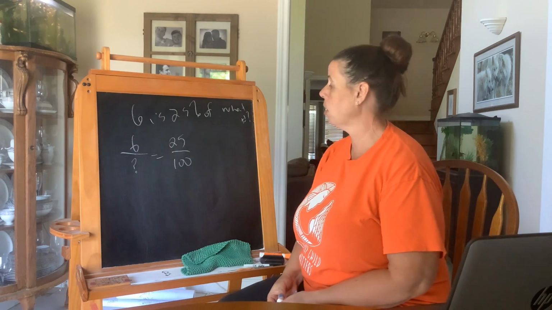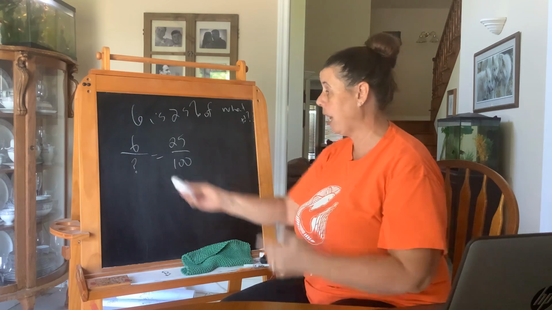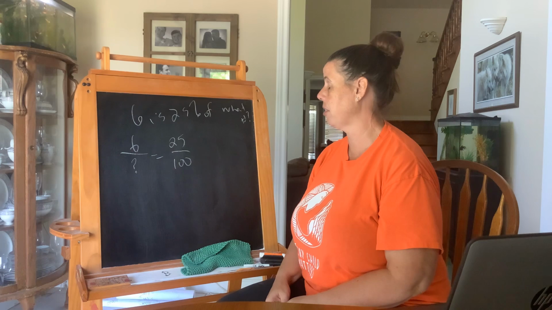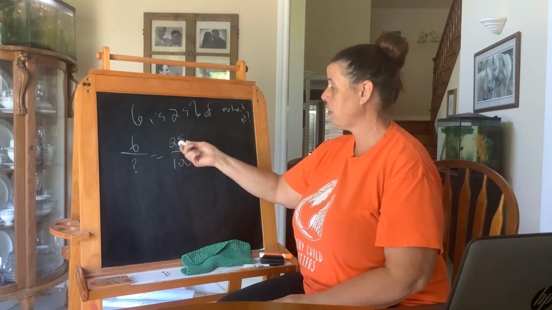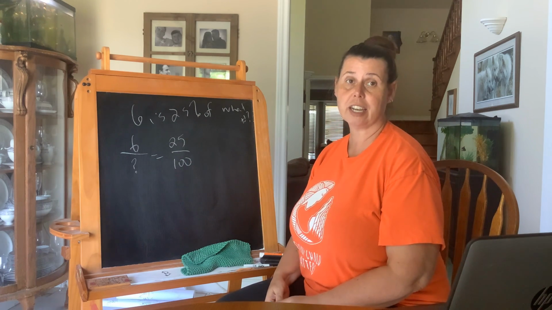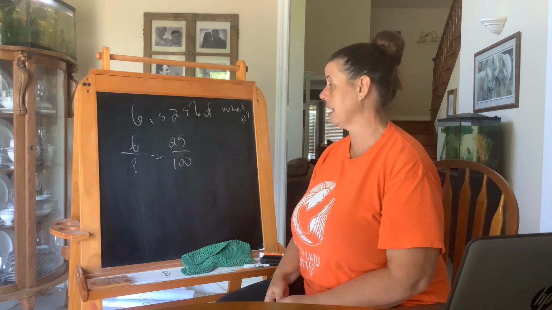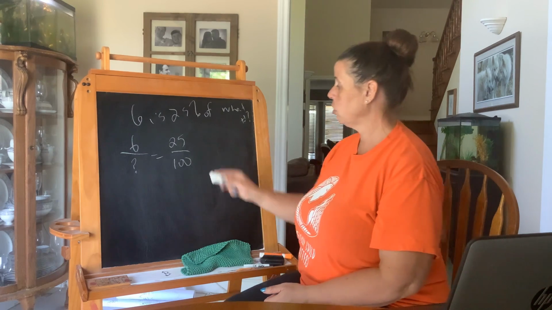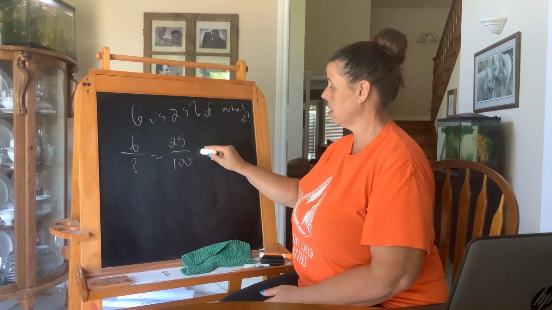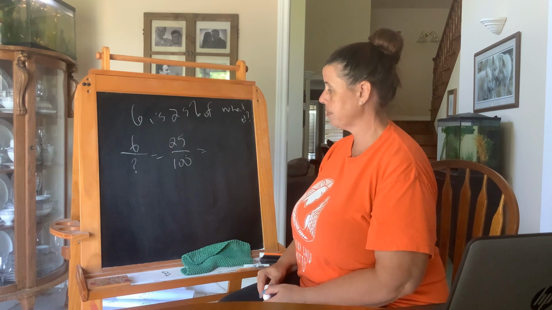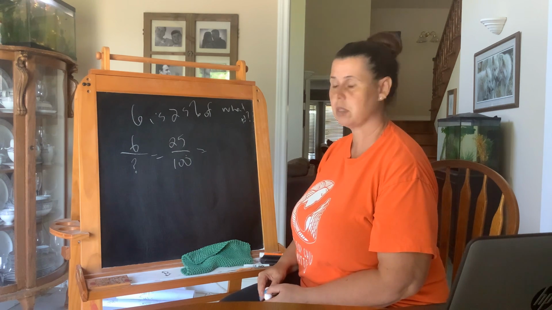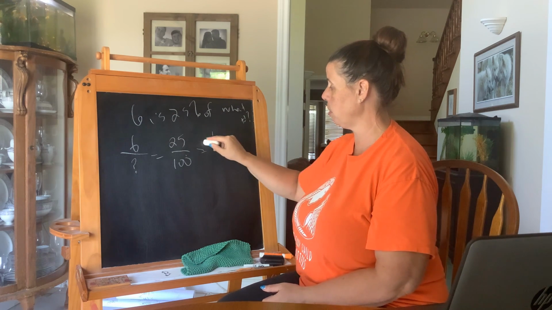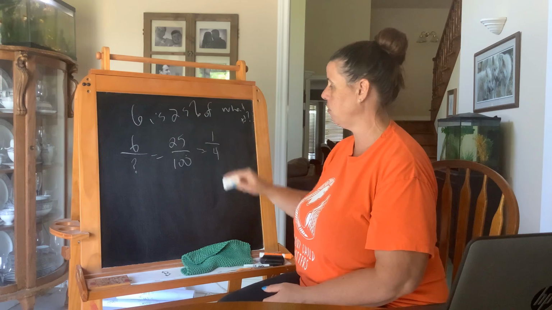Well, the problem is I can't get from 6 to 25. There's nothing that multiplies. Maybe if I reduced this, I could get a number that I could get to 6 or something close, right? Well, 25 100ths. Does 25 go into 100? It does. It goes in 4 times. So let's divide by 25. So 25 divided by 25 would be 1, and 100 divided by 25 would be 4.